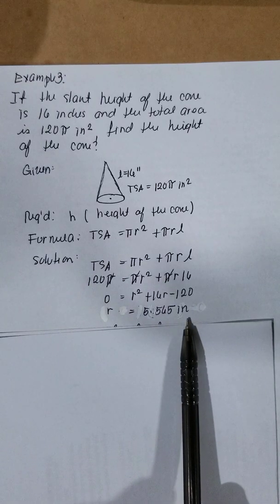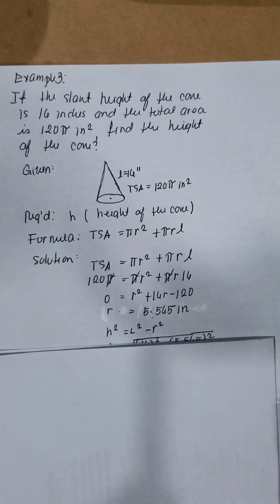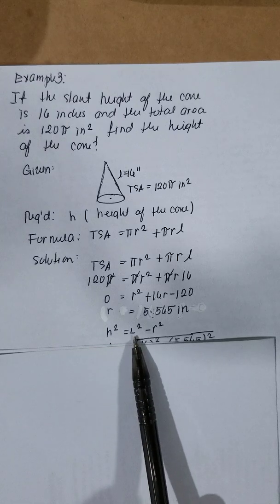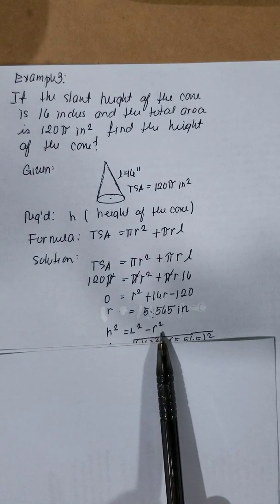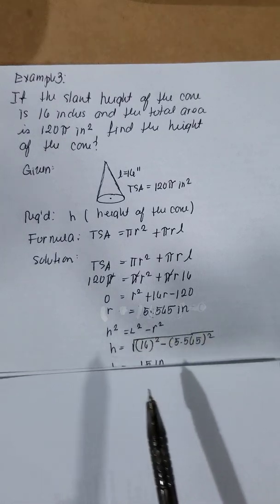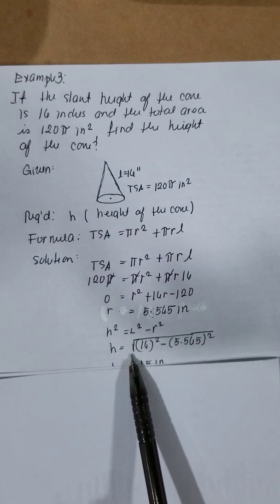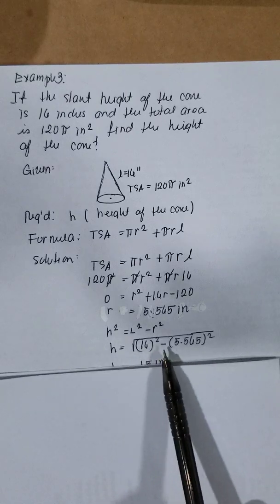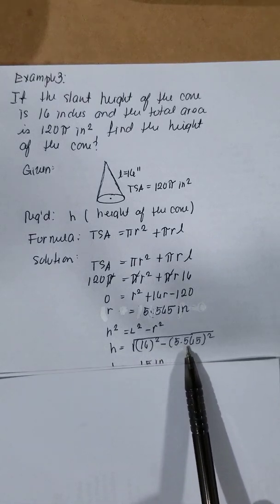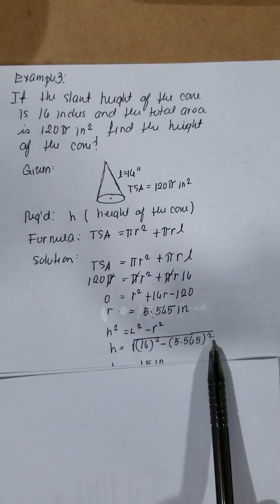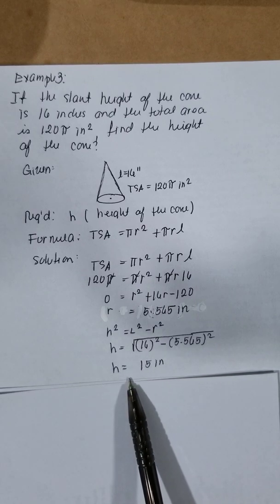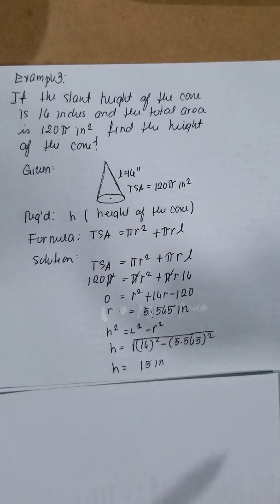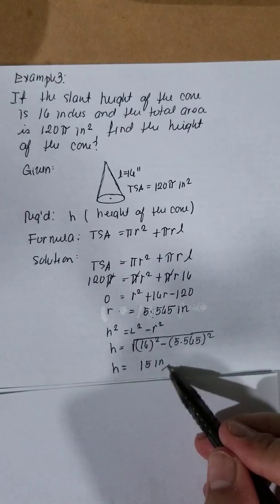Using Pythagorean theorem in finding the height gives us h squared is equivalent to L squared minus r squared. Thus, we have h is equivalent to the square root of the quantity 16 squared minus the quantity 5.565 squared. Thus, we have the height equivalent to 15 inches. Thank you.